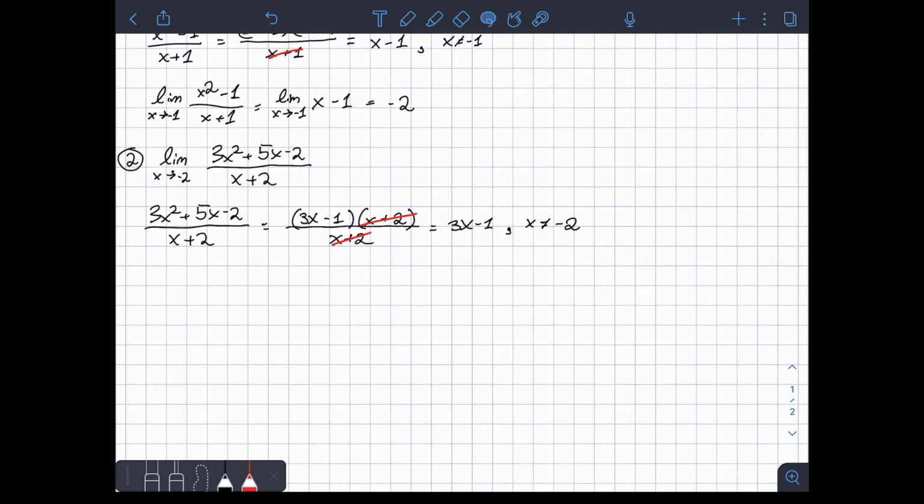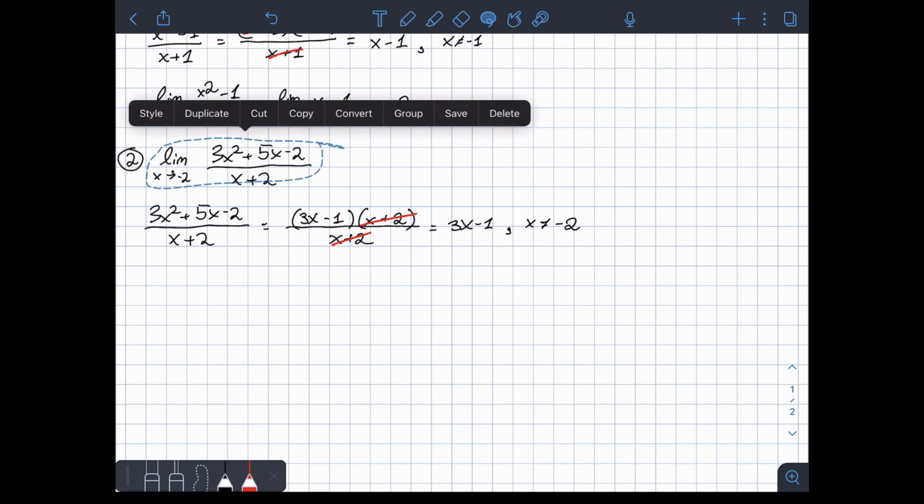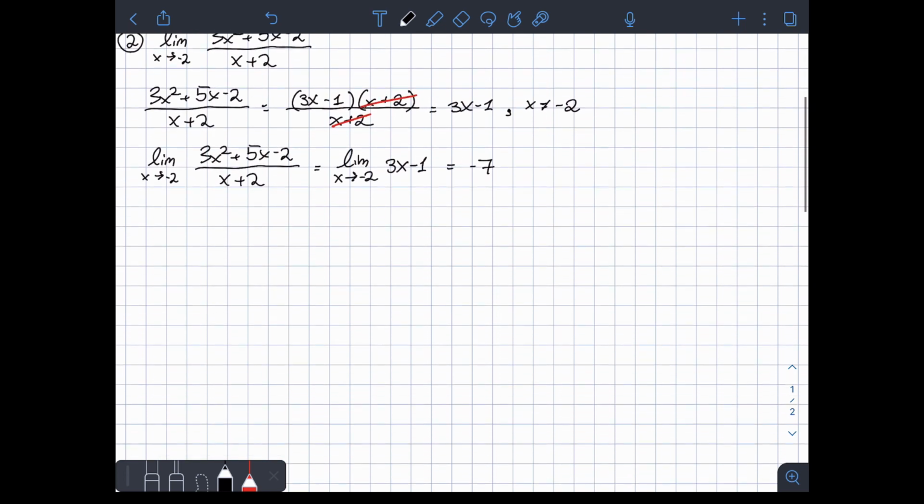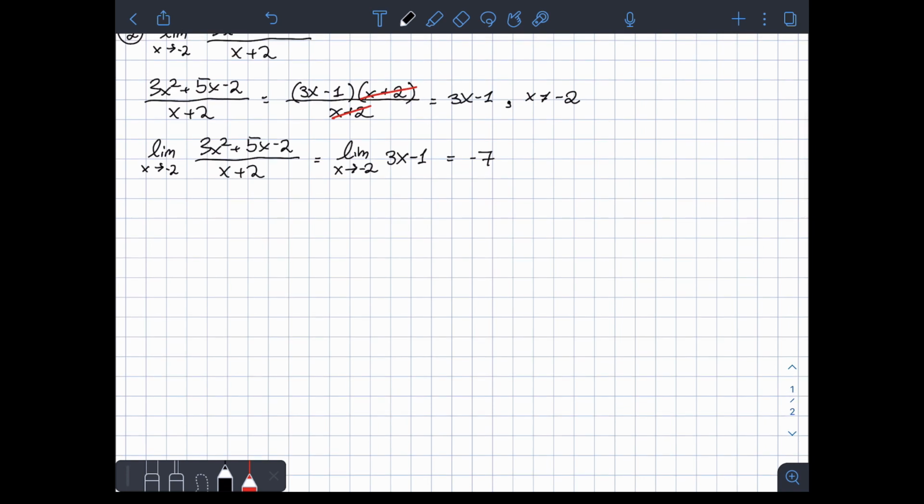So we have again that the limit of this function is equal to the limit as x approaches negative 2 of this function, which by direct substitution, 3 times negative 2 is negative 6, minus 1 is equal to negative 7. So that's for cases where you can factor out the denominator, get rid of it, and thereby get an equivalent function that doesn't have the hole in the graph.